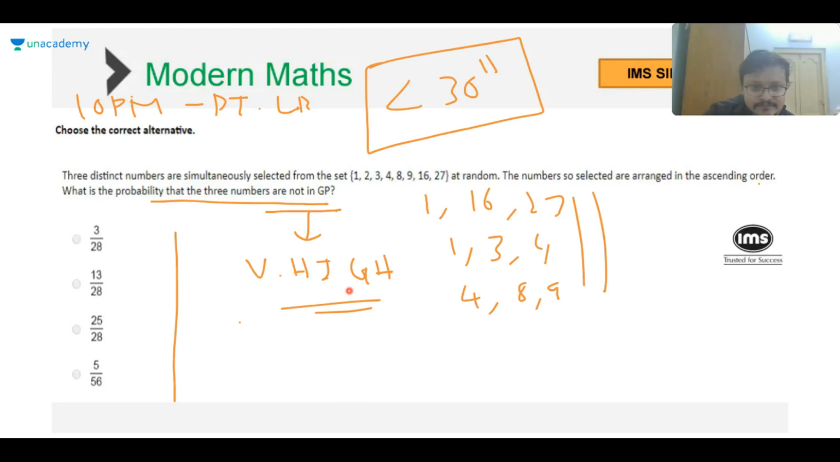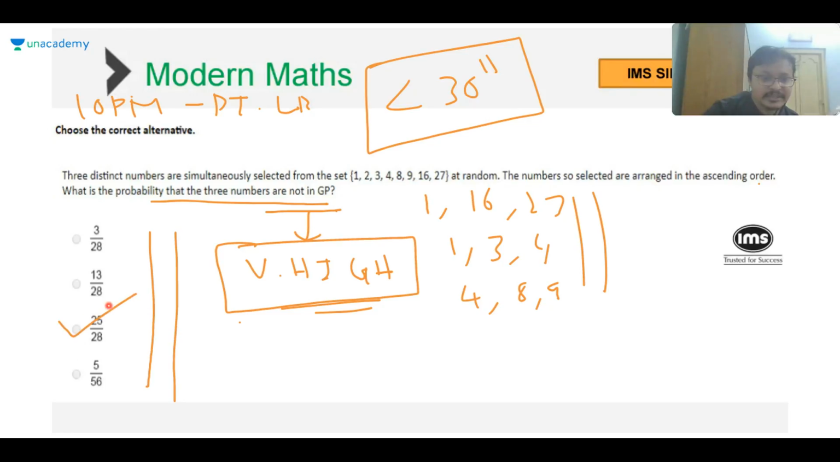Correct? Whatever be the sample set, the probability that the numbers are not in GP should be very high. So can you look at the options and tell me which probability is very high? That's it. Forget the question. Mark the right answer, leave.